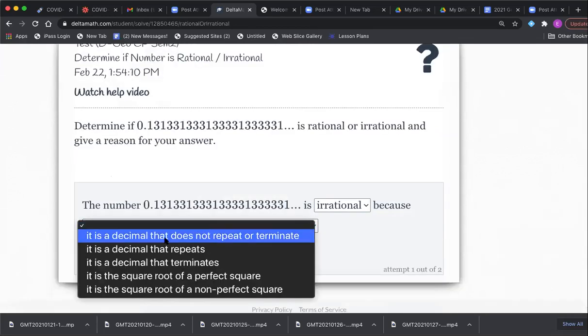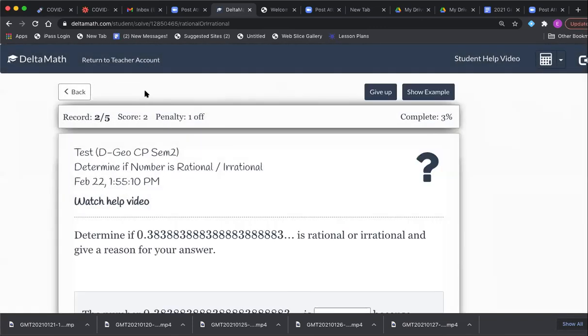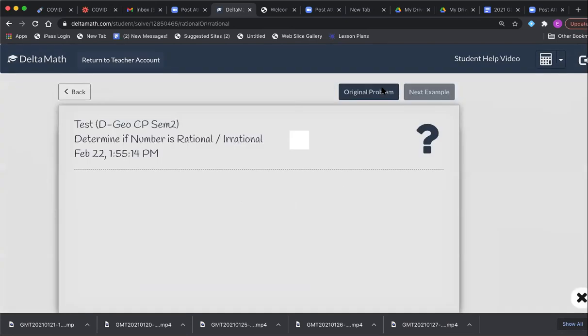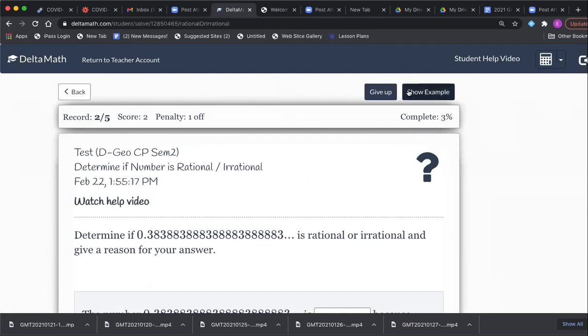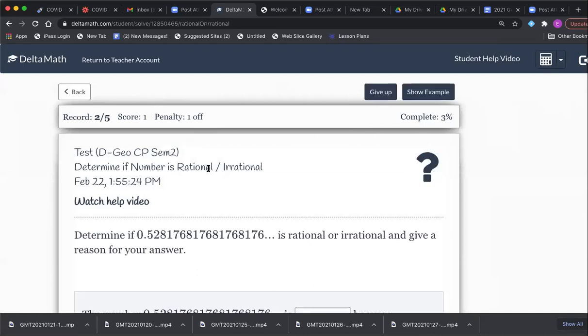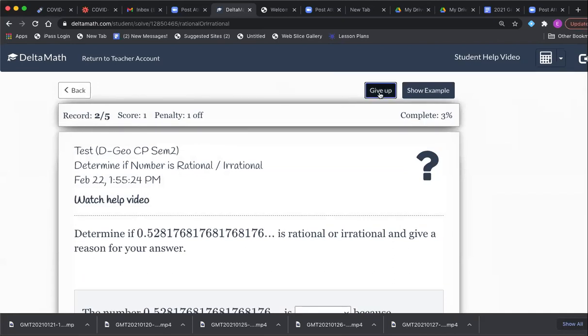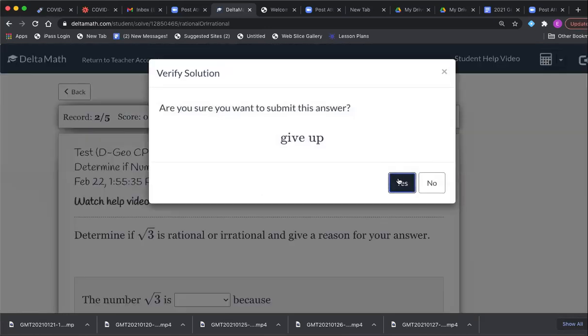So now I'm going to pick one of the things that refers to decimals because this is a decimal. It does not repeat or terminate. That's the one I want. So I'm going to pick that. I'll do one more, but not that one because that's literally the exact same thing. Well, this is kind of the same thing. If you look, I have a decimal that's never ending, never repeating. We did one like that.